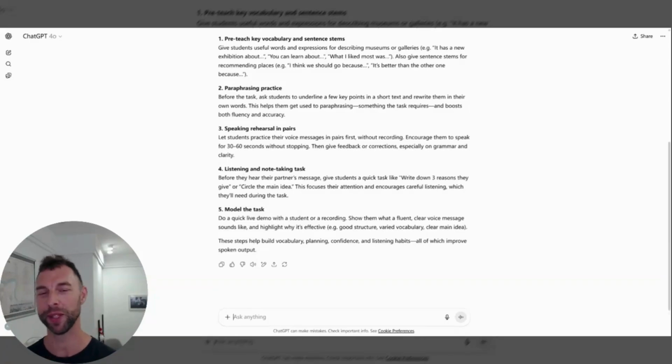That's obviously just for one specific activity from a course book, but using that prompt, using a screenshot or a photo of a course book that you've got, you'll also be able to generate ideas for how you can help students prepare.